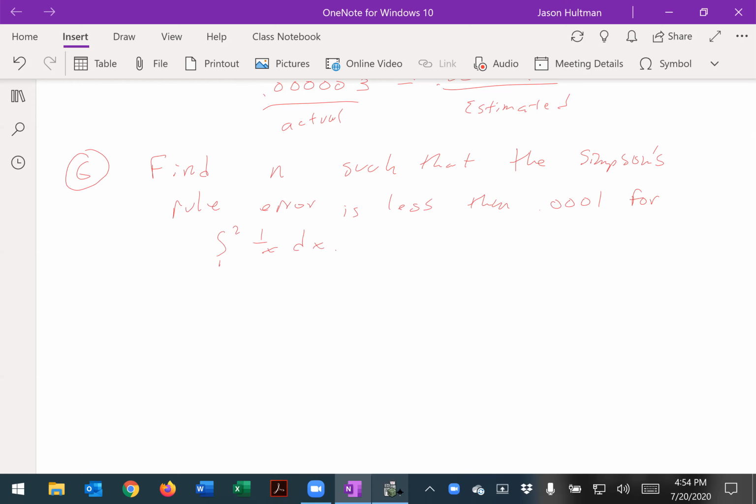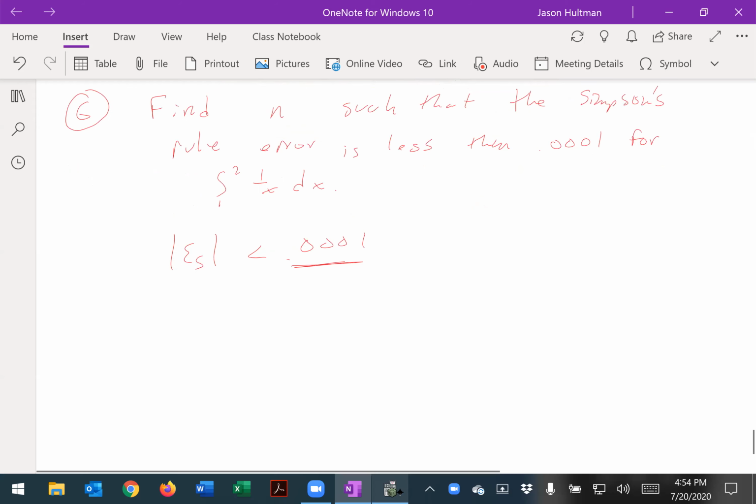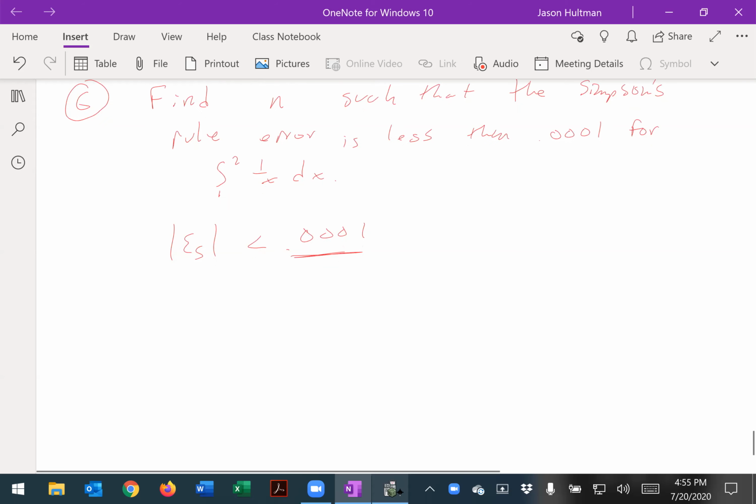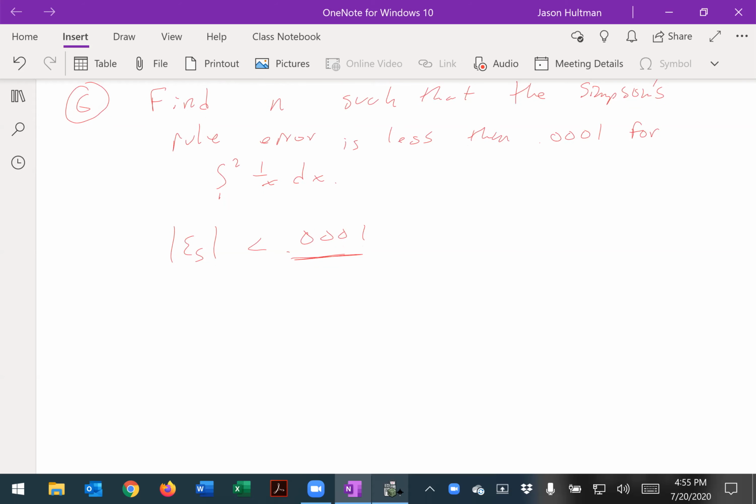Okay, so what this is saying is I want the error of my Simpson's rule to be less than 0.0001. So what does n have to be within this bound? In the last one, we got less than 0.0013, and that was when we used n equals 10. So we want an error bound 10 times smaller. I would assume that this is going to need more divisions, right? The more divisions you get, the better your approximation.